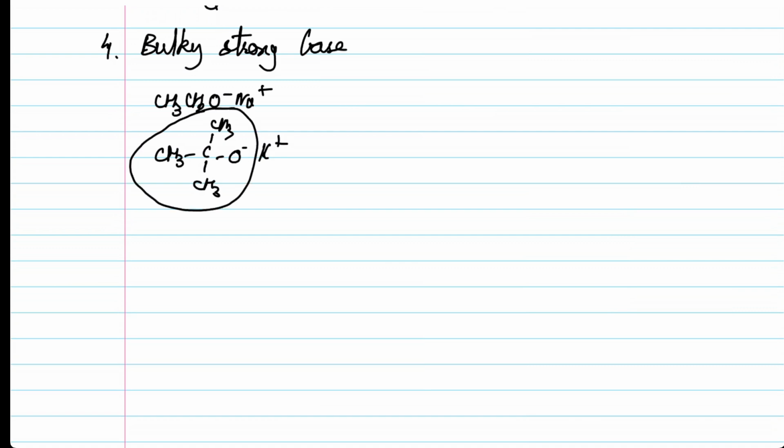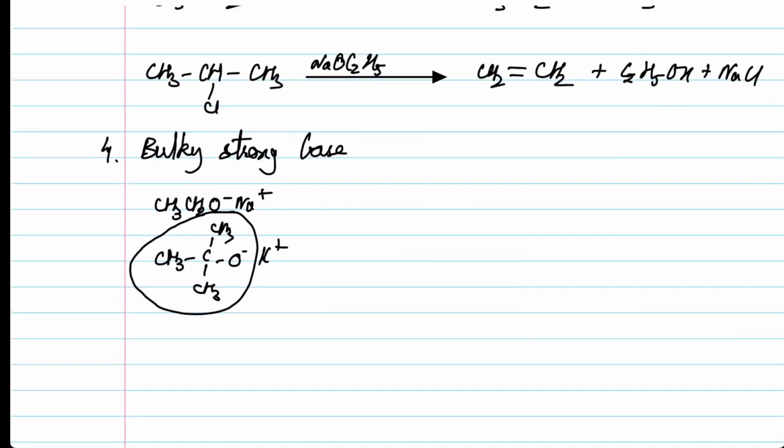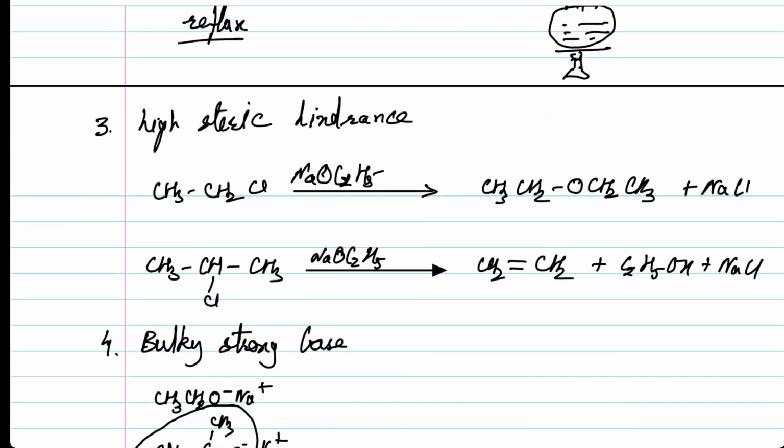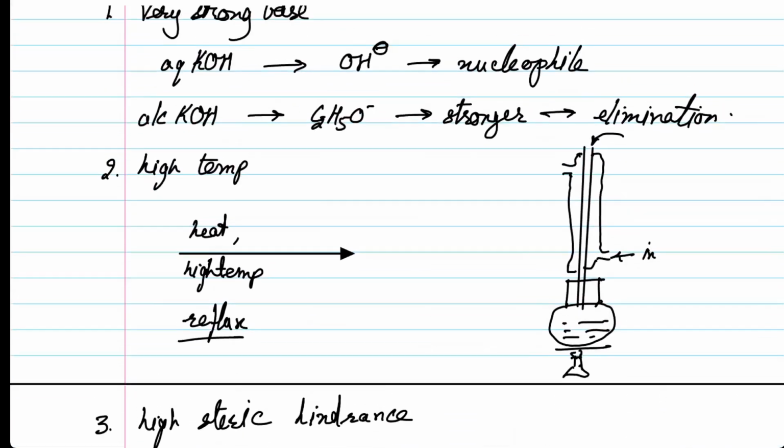Something like if we have CH3CH2O⁻Na⁺, this particular base prefers to do substitution reaction. On the other hand, we have (CH3)3CO⁻K⁺, that is potassium tertiary butoxide. This is an extremely bulky base which prefers to do elimination reaction. So these are the factors which favor elimination reaction. Just do the opposite of these, and you are going to get the substitution reaction.